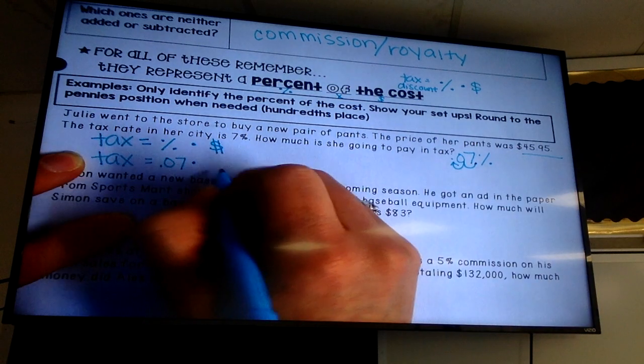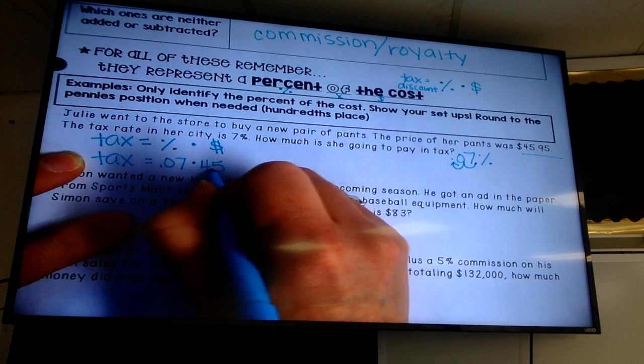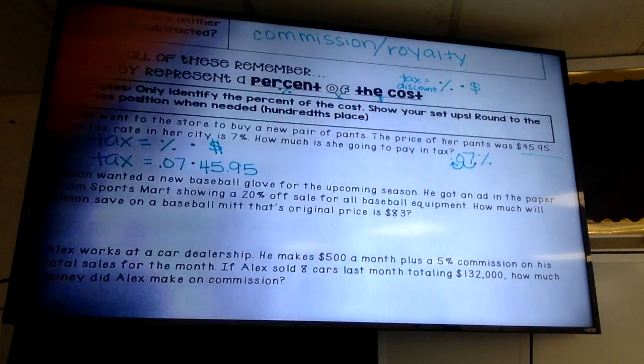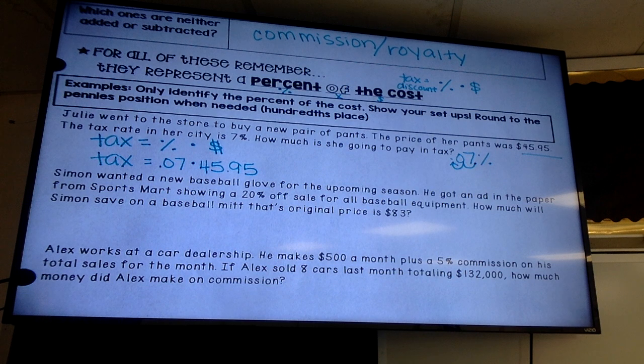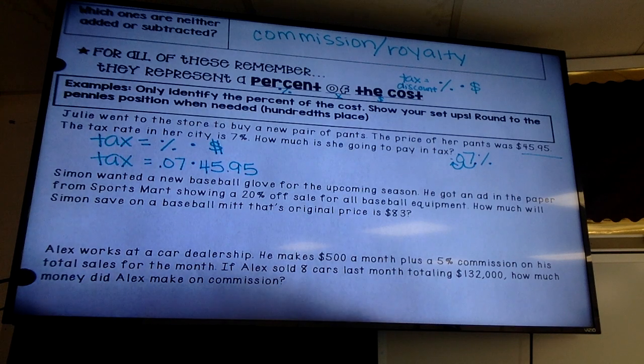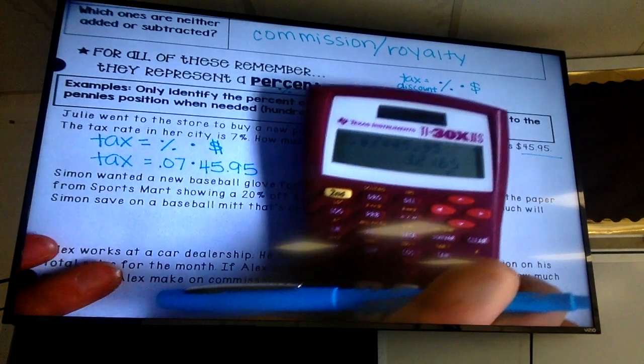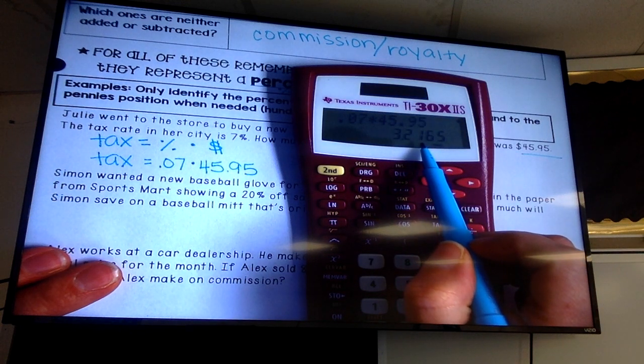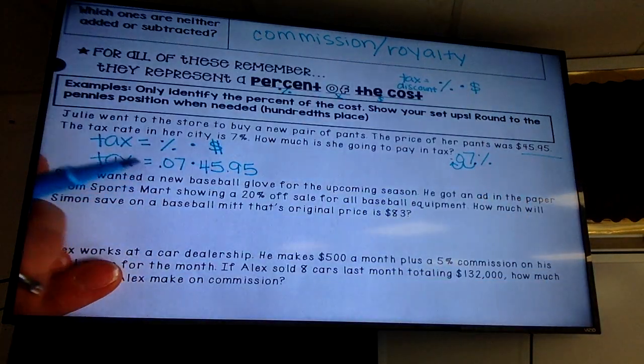And her pair of pants was $45.95. So if I want to figure out what her tax is going to be, all I have to do is take 7/100 in my calculator, so 0.07, times the cost of her pair of pants, which was $45.95. Okay? Now, when I do this in my calculator, I get a long decimal, but I remember that I have to round it to the hundredth spot. So that 6 is going to tell that 1 to become a 2.